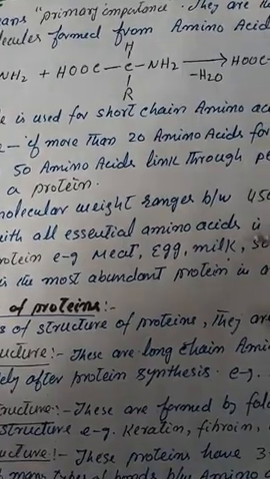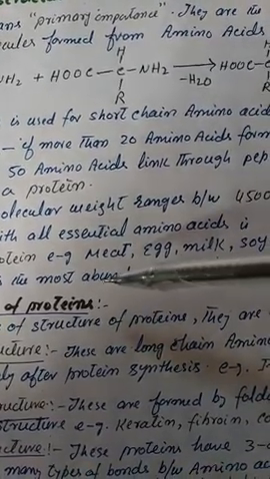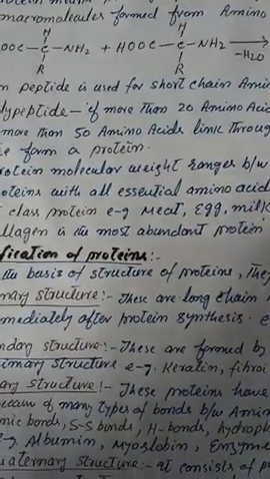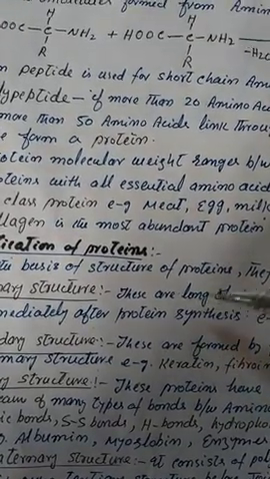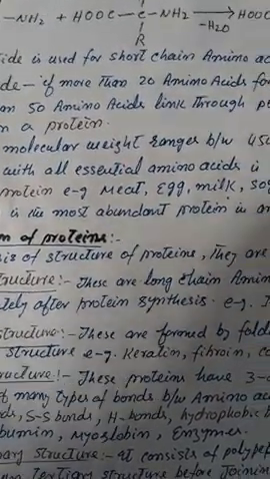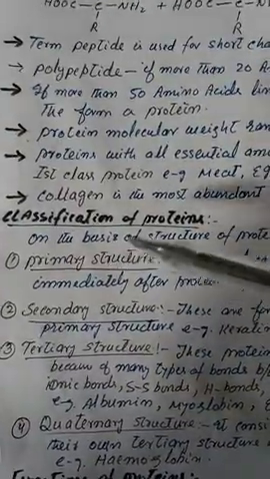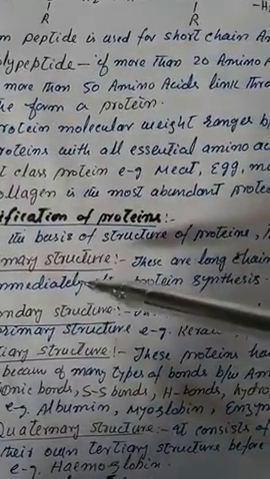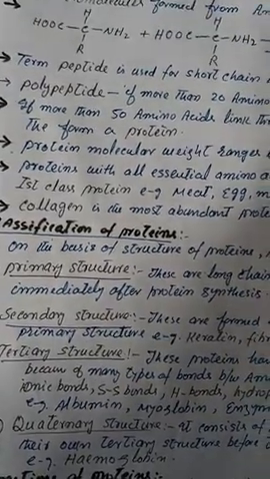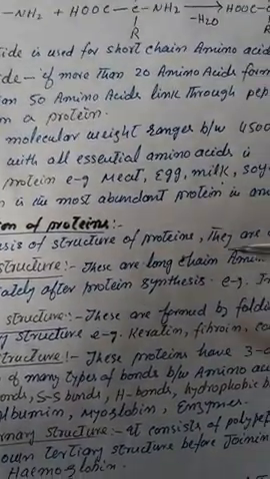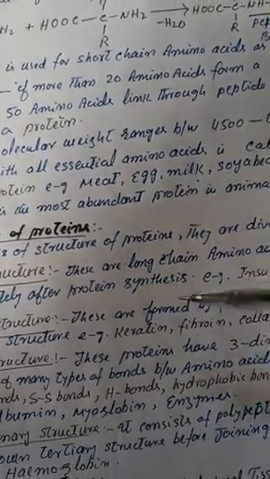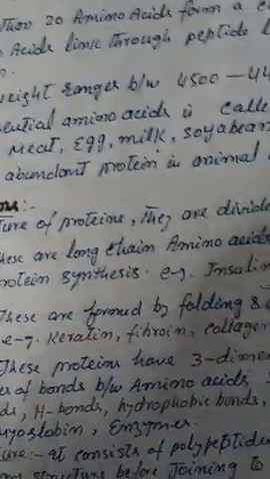Now, so far as the classification of proteins is concerned, on the basis of the structure of proteins, they are divided into 4 types. Number first is the primary structure proteins. These are the long chain amino acids formed immediately after protein synthesis. For example, insulin.